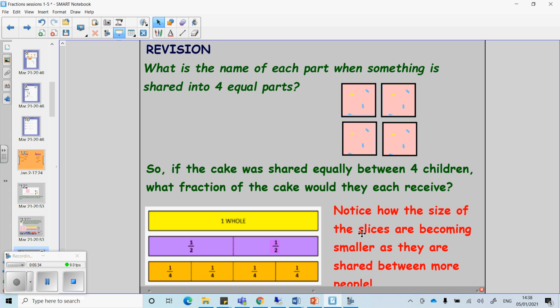Notice how the size of the slices are becoming smaller as they are shared between more people. So if I had my one whole cake, my big yellow cake at the top, if I only shared it between 2 people, 1/2 for me and 1/2 for Miss Pope, then we each get this much. But if we asked Mrs. Eastwood and Mrs. Bartolini to share as well, then we would have 4 people and we would have 1/4 each. They would be equal, just like this.